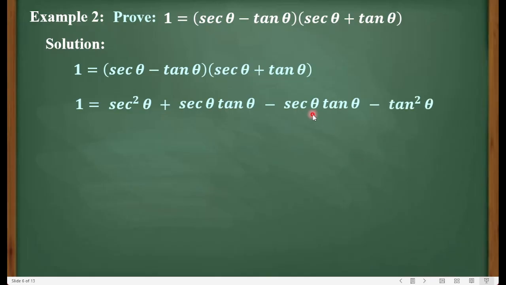Then we combine similar terms. Since the two middle terms are opposite to one another, they will cancel each other. So what will remain is simply secant squared theta minus tangent squared theta.